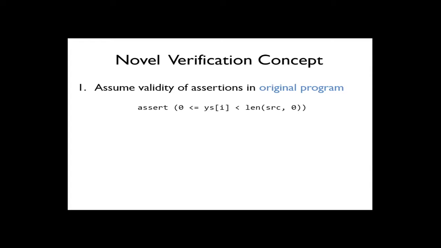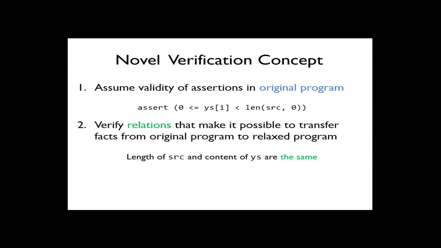Let's assume that our original program had been validated. This could be verification, any of the means. But now let's instead verify relations, relationships between values in the original program and our changed program. And here, this relation that we want to verify is that the length of source and the contents of y are the same. That's a relationship between values in the original program and values in our relaxed or approximate program.